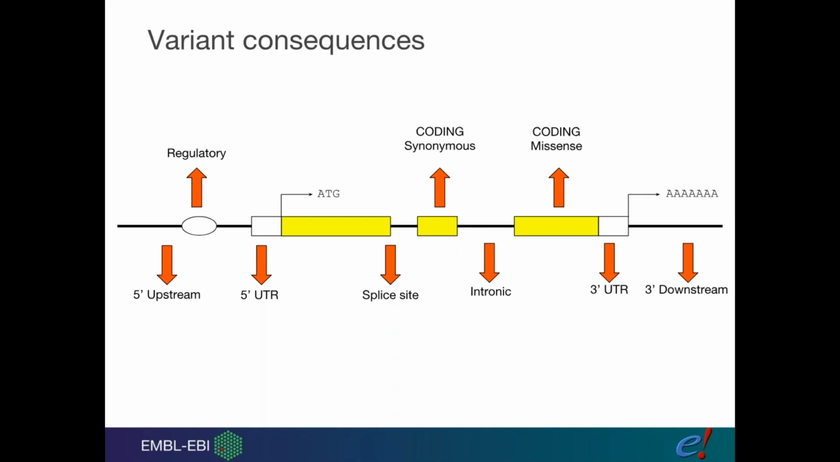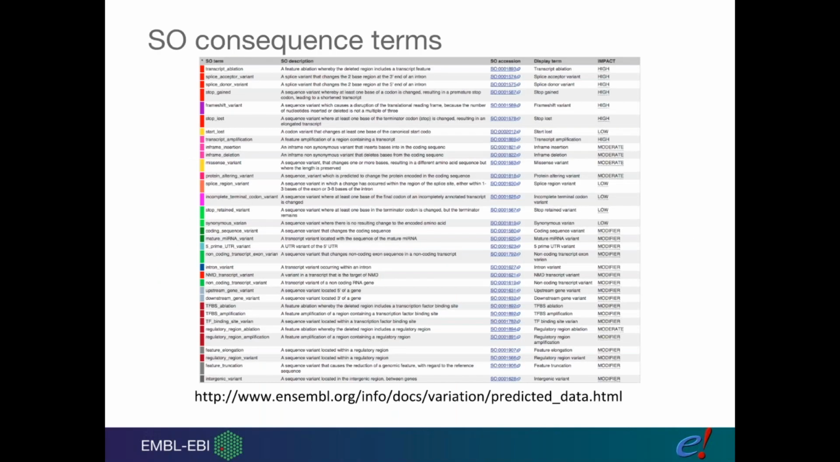If they do fall within coding regions, do they change the amino acid sequence? Are they missense? I don't expect you to read this. This is just to point out that we do have a table listing all the consequences that we use in Ensembl. They're ranked in order of how severe we consider them to be, and there are definitions of them, and they are standard sequence ontology terms.